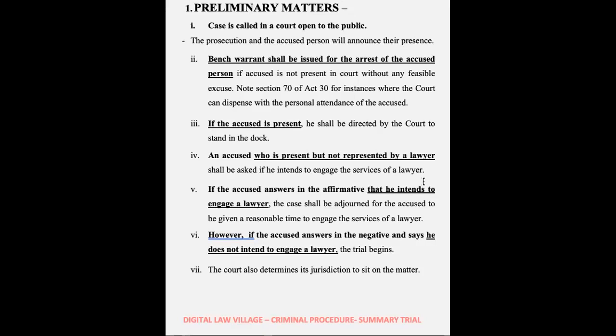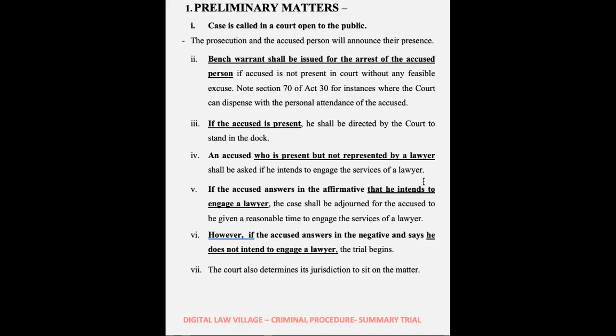A bench warrant will be issued for your arrest because you must be present for the criminal trial to go on. But I want you to note that under Section 70 of the Criminal and Other Offences Act 1960, Act 30, there are some instances in Ghana where the court may dispense with the personal attendance of the accused. If it is one of those instances, then there will be no need for the court to issue a bench warrant.